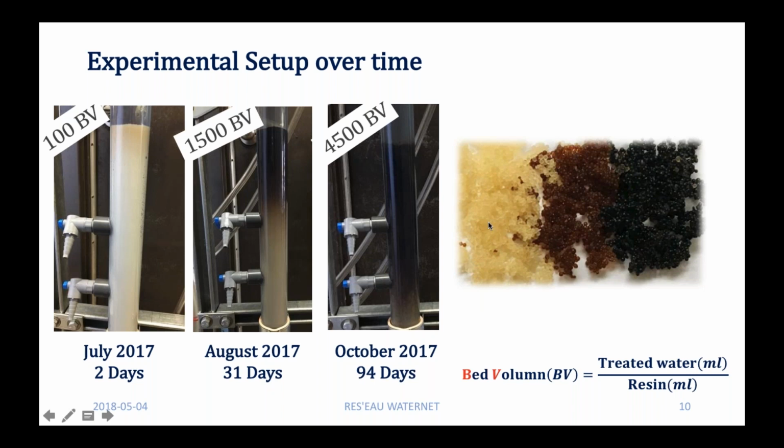When we are talking about ion exchange, utilities usually use the term bed volumes, BV, which means the amount of the treated water relative to the amount of the resin. So for instance, for a specific amount of resin, higher bed volumes means more treated water. And as you can see here, we have 100 bed volumes, 1500 and 4500 bed volumes over time.